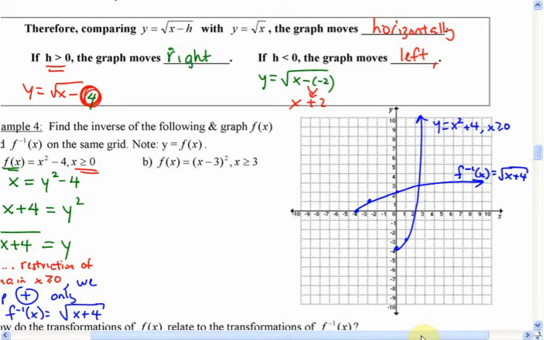I'll do one more thing for you. Remember, for inverses, we're taking a reflection in this line. Okay. So I hope you can see that the half of the regular parabola, when I reflect it, gives you the sideways parabola. Okay.